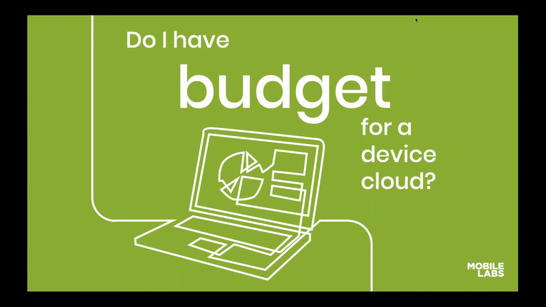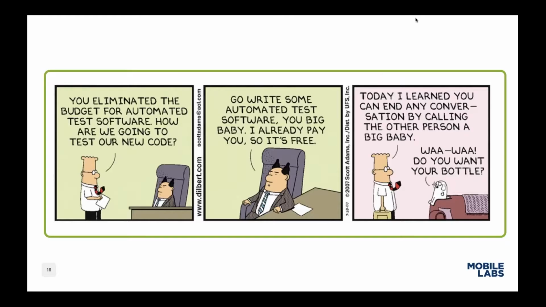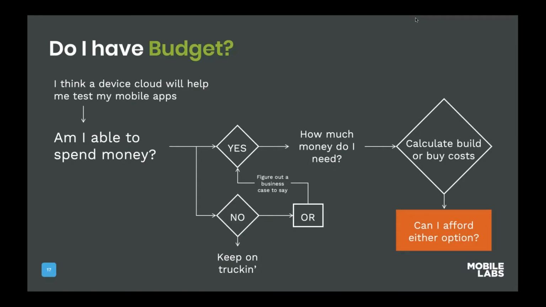And so the first question we have to ask is budget. And I've been here with this, Dilbert. You've eliminated the budget for automated test software. How are we going to test our new code? Well, go write some automated test software. I already pay you, so it's free. So budget's important here. So the first question is, do I have money to spend?